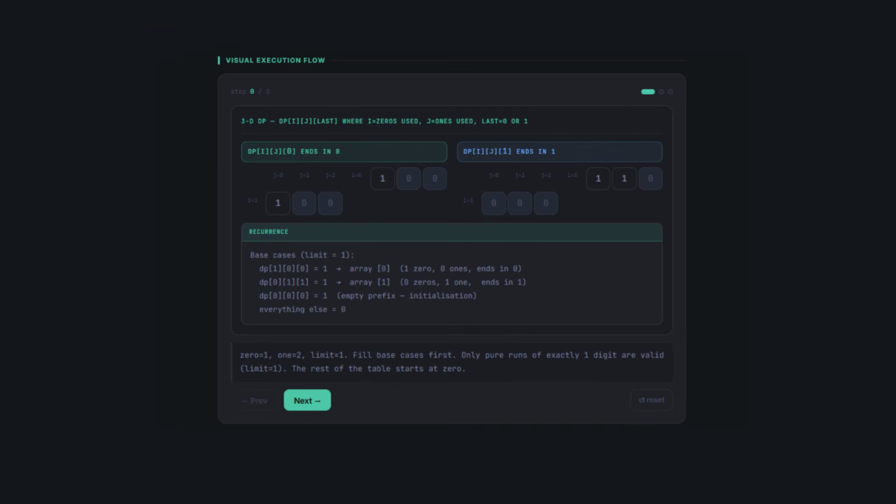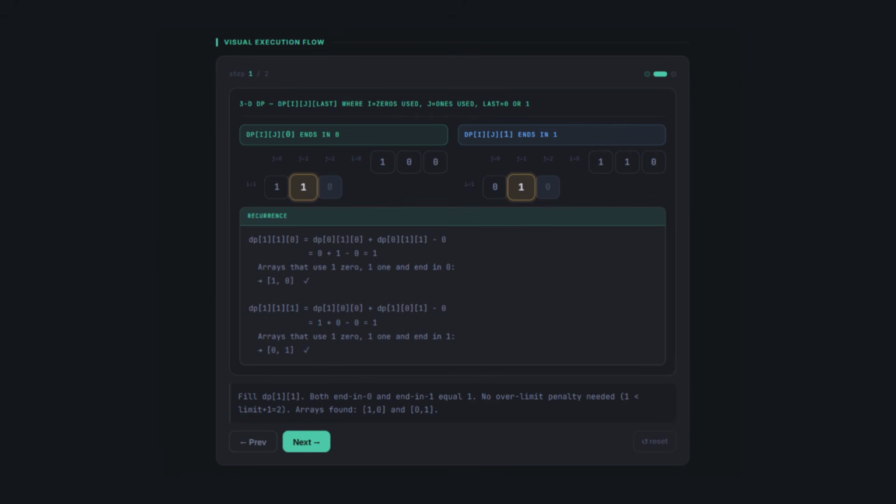Now let's see this visually, using the example zero equals 1, one equals 2, and limit equals 1. First, we fill the base cases. Since the limit is 1, we can only place a single 0 or a single 1 in a pure run, so dp[1][0][0] equals 1, representing the array containing just 0. Similarly, dp[0][1][1] equals 1, representing the array containing just 1. The empty prefix is also initialized, so the DP transitions can begin. All other cells start as 0.